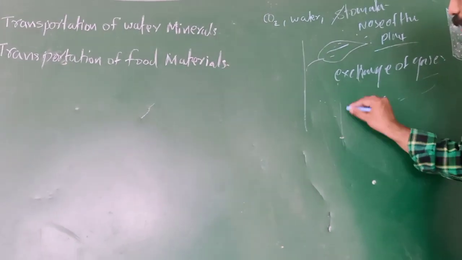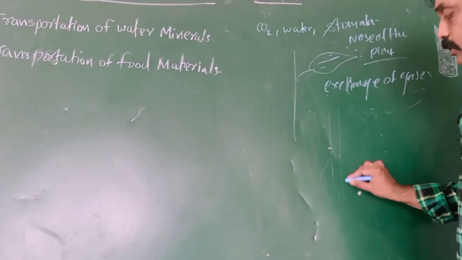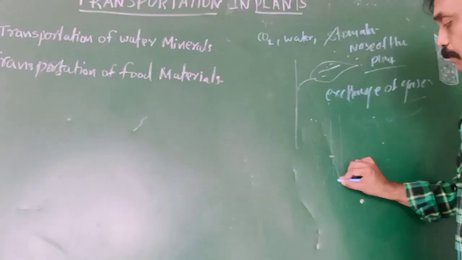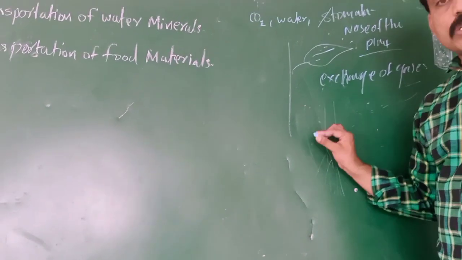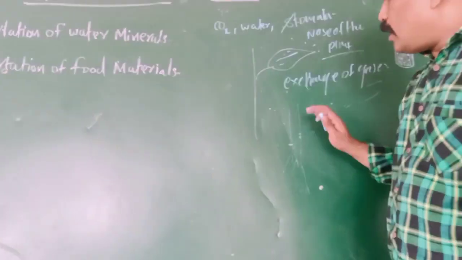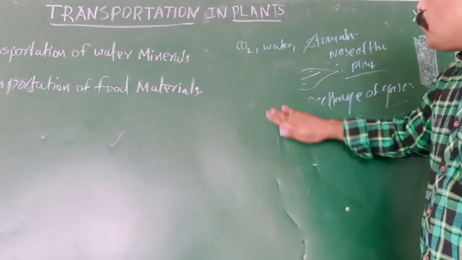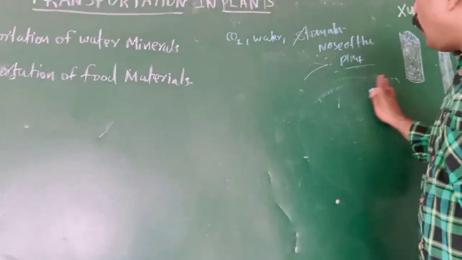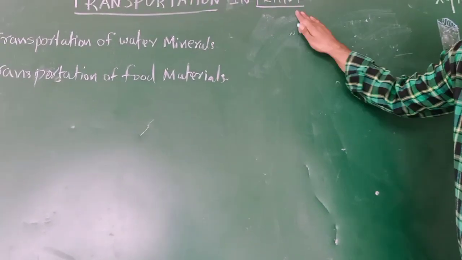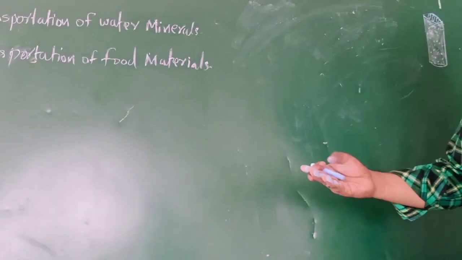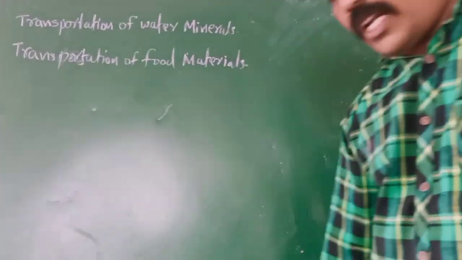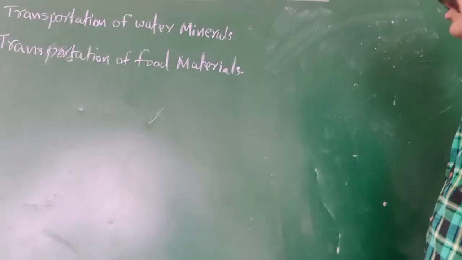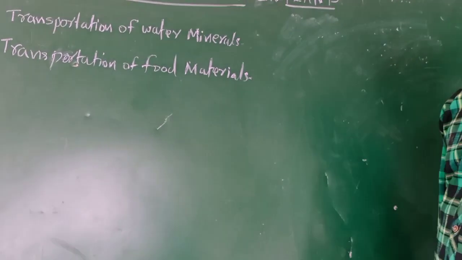And lenticels in the stem and roots are small pore-like structures. Through lenticels also, oxygen enters the plants. So these parts are useful for exchange of gases. Not only that. Now, very important: water is a very important component for the plant, and how water travels in the plant's body is important.